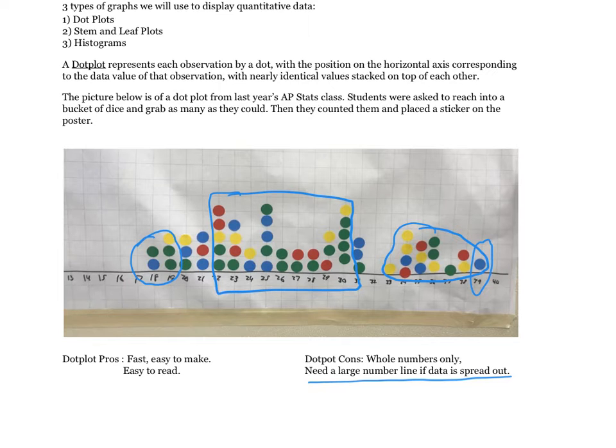Because notice I had to write in every number on the line here, even numbers where there weren't a dot. So if you had numbers starting around in the single digits going all the way up to 100, you would need a line that has 100 spots on it. So with big sets of data, they're not super practical. Okay, but that's a dot plot.